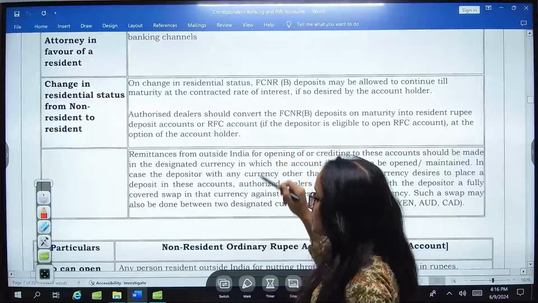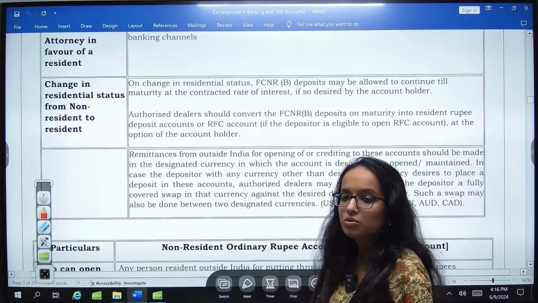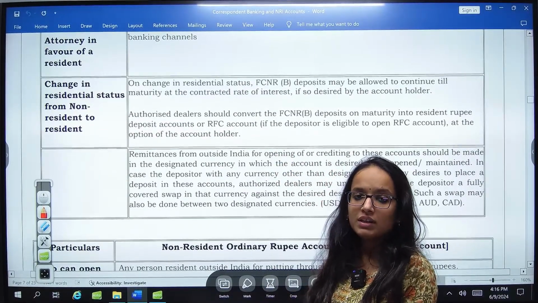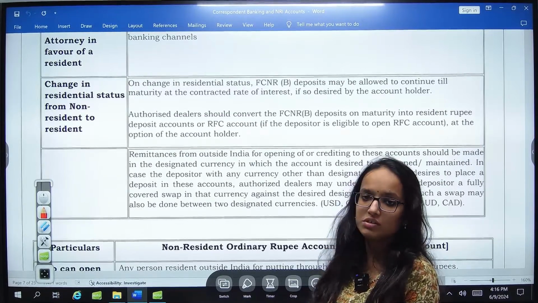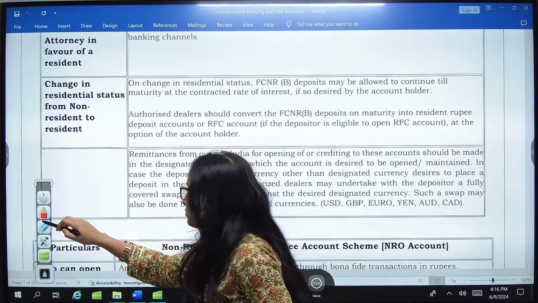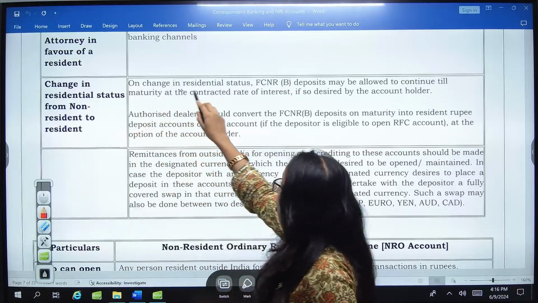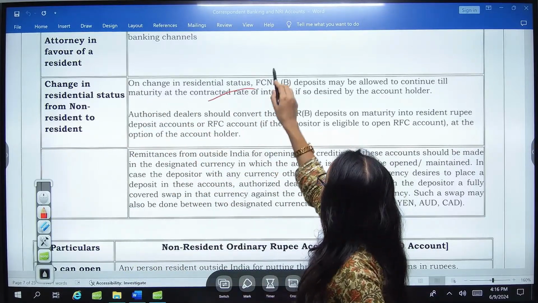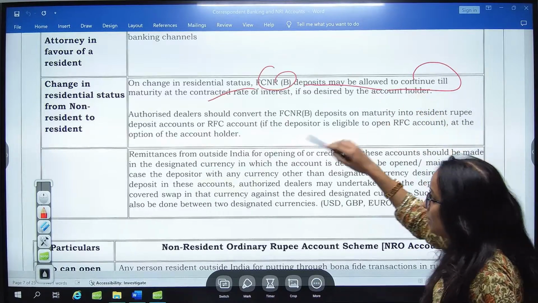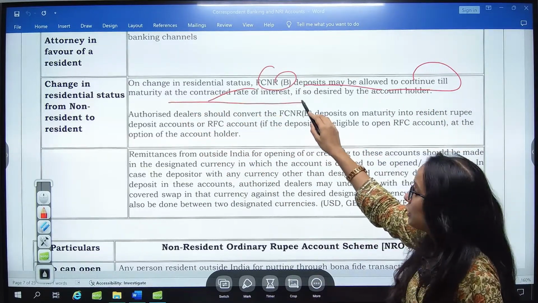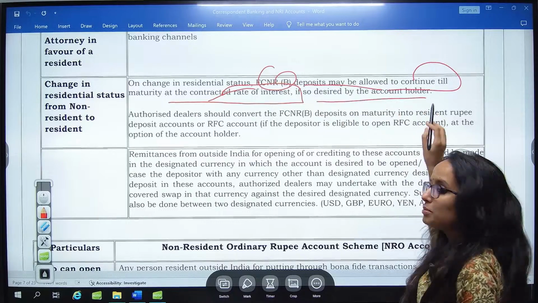Change in residential status from non-resident to resident. What if the residential status of NRI or PIO changes? Then what is the provision? Let's see. On change in residential status, FCNRB deposits may be allowed to continue till maturity at the contracted rate of interest if so desired by the account holder.